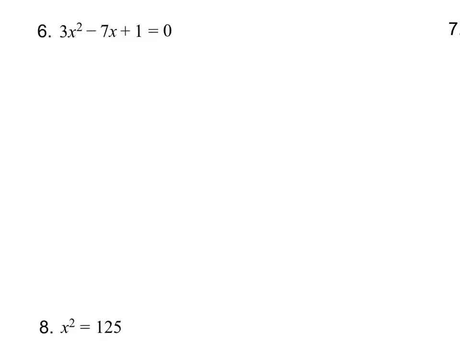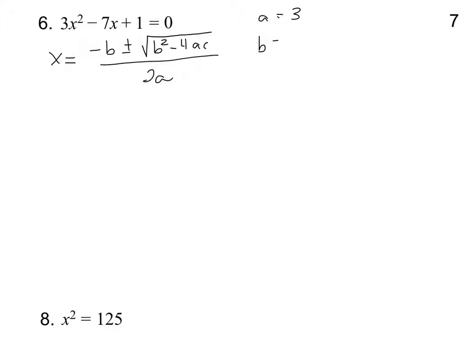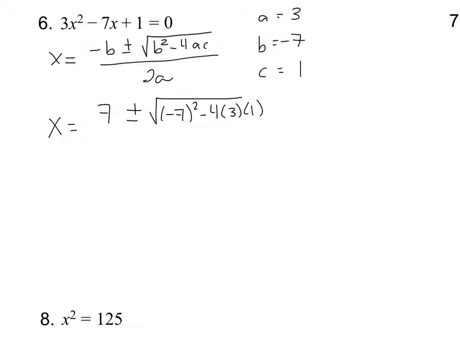Let's look at number 6. I'm going to do the last 3 problems with quadratic formula, just because that will probably be what most students will choose to do. So remember, the quadratic formula is negative b plus or minus the square root of b squared minus 4ac, all over 2a. In our case, it's already in standard form. So a is 3, b is negative 7, and c is 1. If I plug in those numbers, negative b is 7, plus or minus the square root of negative 7 squared, minus 4 times 3 times 1, all over 2 times 3.